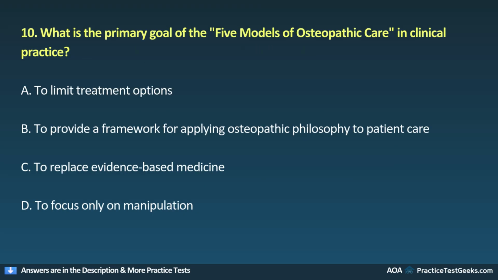10. What is the primary goal of the five models of osteopathic care in clinical practice? A. To limit treatment options. B. To provide a framework for applying osteopathic philosophy to patient care. C. To replace evidence-based medicine. D. To focus only on manipulation.